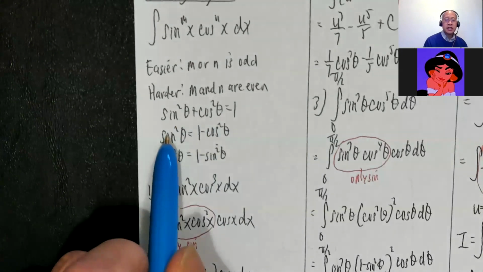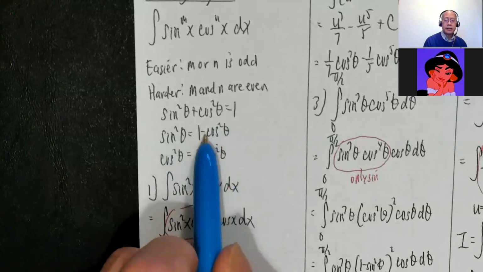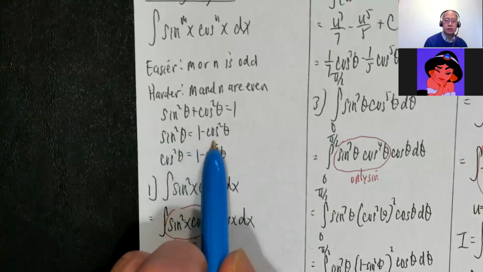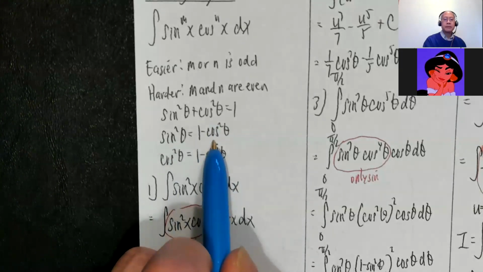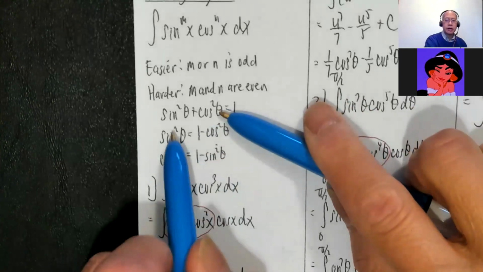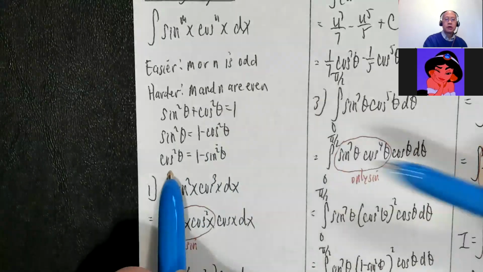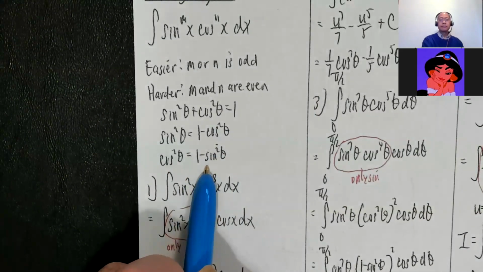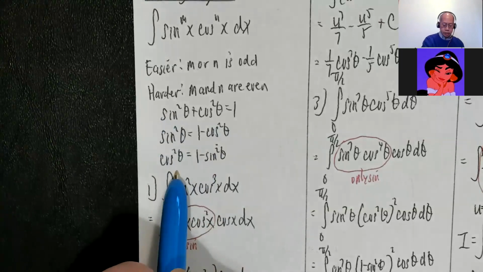So if I isolate the sine squared theta, it looks like this. Subtract cosine squared on both sides: sine squared theta equals 1 minus cosine squared theta. And similarly, if I isolate cosine squared theta, subtract sine squared theta over, cosine squared theta equals 1 minus sine squared theta. So all three of these represent the same equation, variations of the same thing.